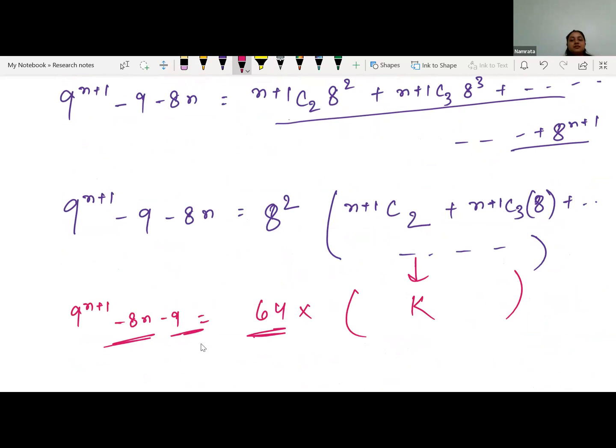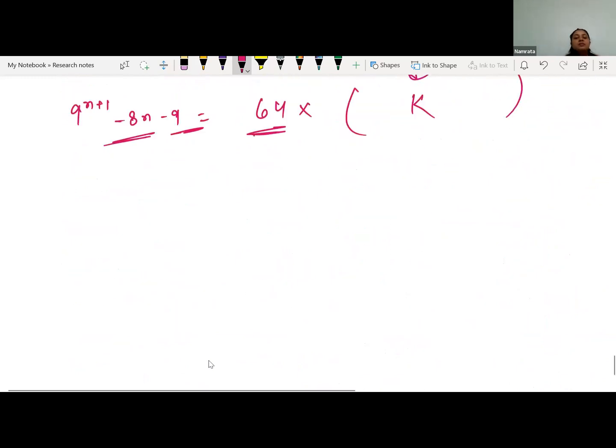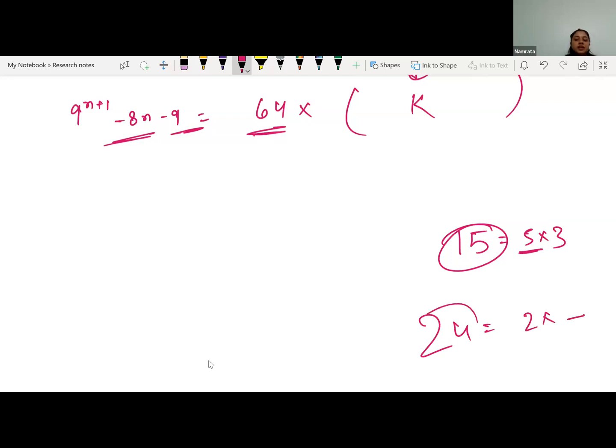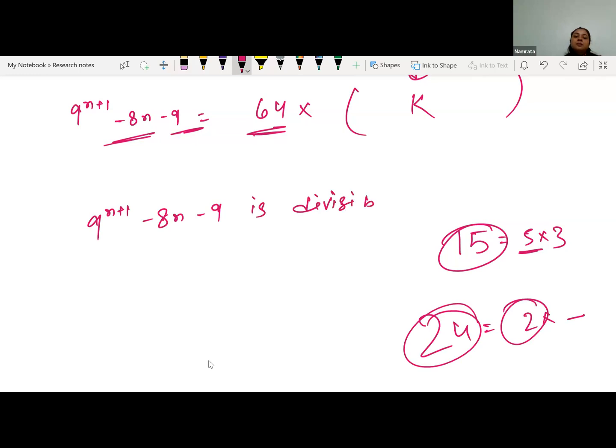Yes, ma'am. If I am writing 15 is equal to 5 into 3, then this 15 is divisible by 5. If I am writing 24 is equal to 2 into something, then 24 is divisible by 2, obviously, right? Yes, ma'am. Similarly, I can say 9 to the power n plus 1 minus 8n minus 9 is divisible by 64.